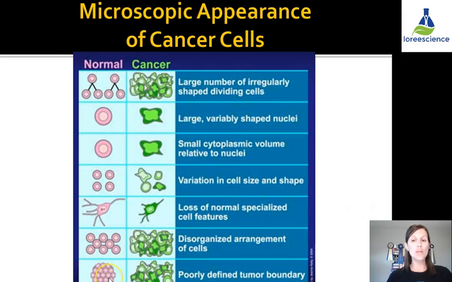In a tumor, it can be a benign tumor, which is not cancerous. You can clearly see where those cells' boundary or edge is. Whereas a poorly defined tumor boundary will most likely indicate that it's probably a malignant tumor.